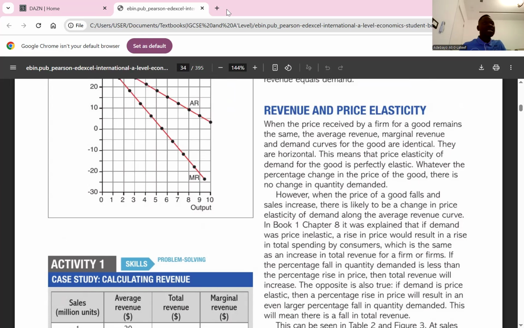If it is price elastic, a rise in price reduces the total revenue, and a fall in price increases the total revenue. If it is price inelastic, a rise in price increases the total revenue, and a fall in price reduces the total revenue. I think you understand revenue and price elasticity here.